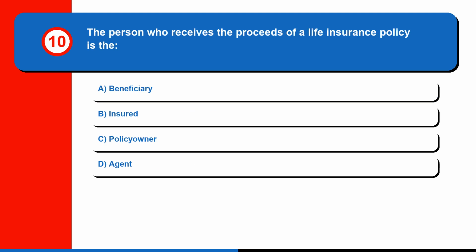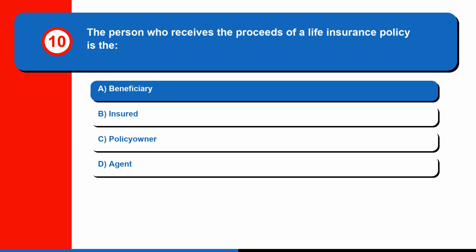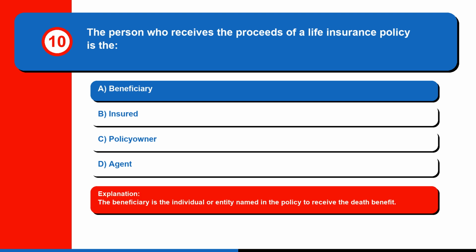Question 10. The person who receives the proceeds of a life insurance policy is the A. Beneficiary. B. Insured. C. Policy owner. Or D. Agent. The correct answer is A. Beneficiary. The beneficiary is the individual or entity named in the policy to receive the death benefit.